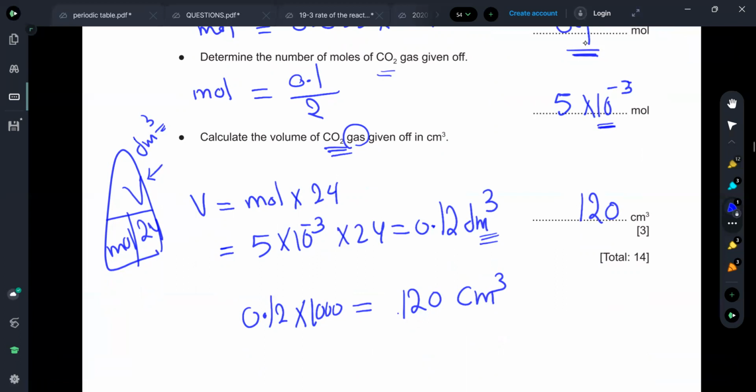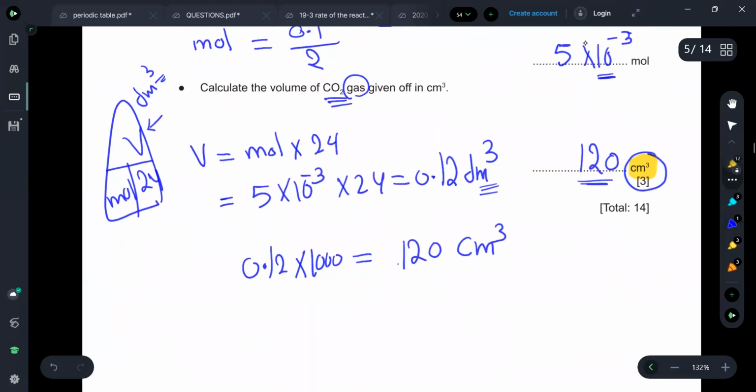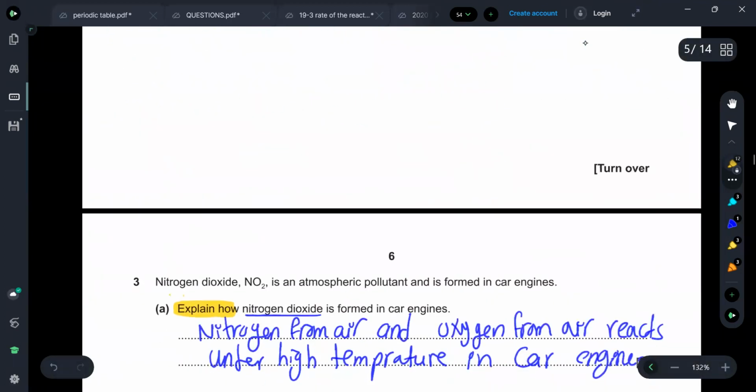0.12 is in dm3, but in the question, the examiner wants us to convert dm3 to cm3. So take care about the unit, cm3. So you must times 1000 to get cm3, which is 120.